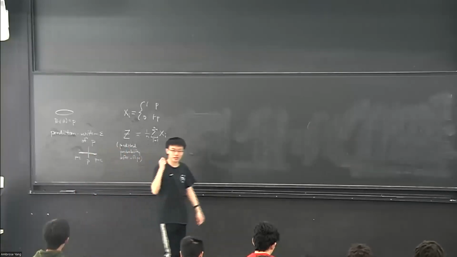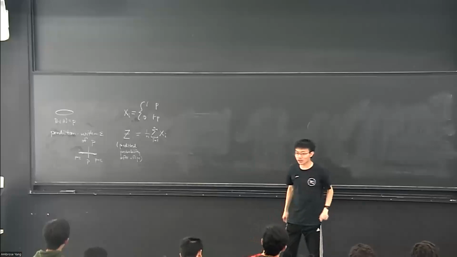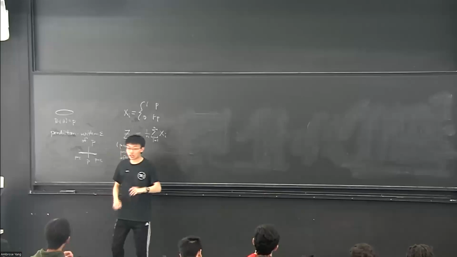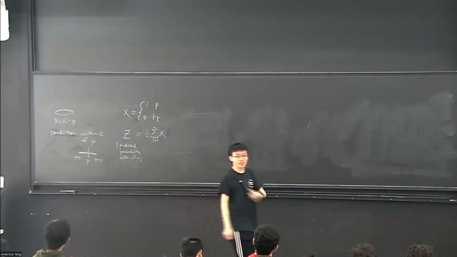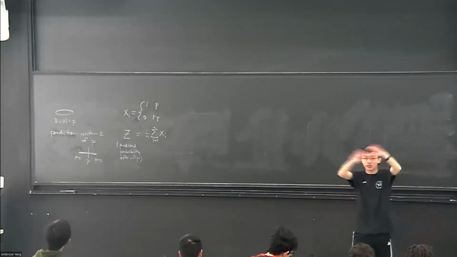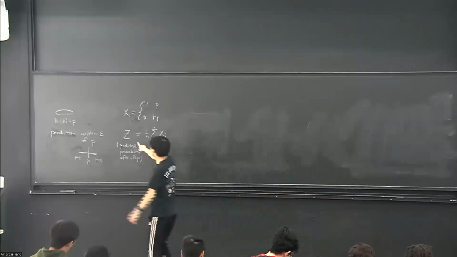So notice how this random variable Z is describing, after n trials, what is the predicted probability after n flips. Now, keep in mind, Z is a random variable, because your n flips could have many, many different outcomes, and for each of those different outcomes, you're going to predict a different probability. So Z is a random variable, which is described in this way.